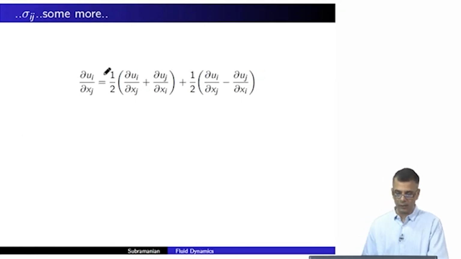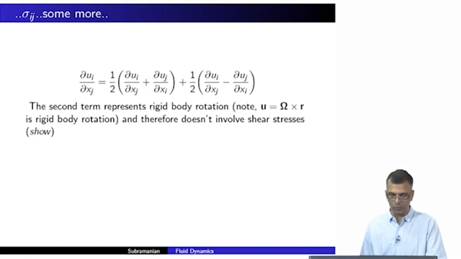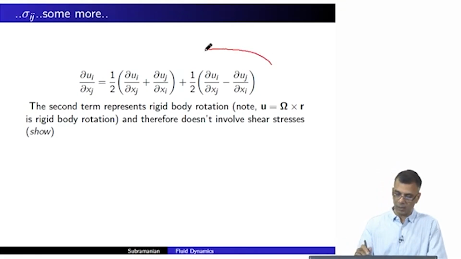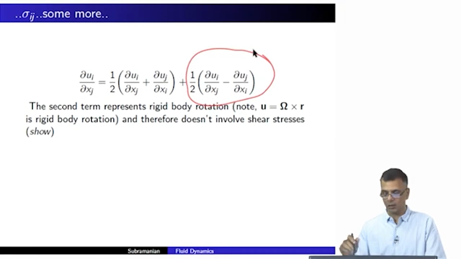You can immediately see that this is true, just algebra. There is a reason we write it this way. That is one of the most general ways of writing down du_i dx_j. Now, it turns out that the second term, this guy, represents rigid body rotation of this kind, where omega is a constant. And you can show this. It is not hard to show that this really is this kind.